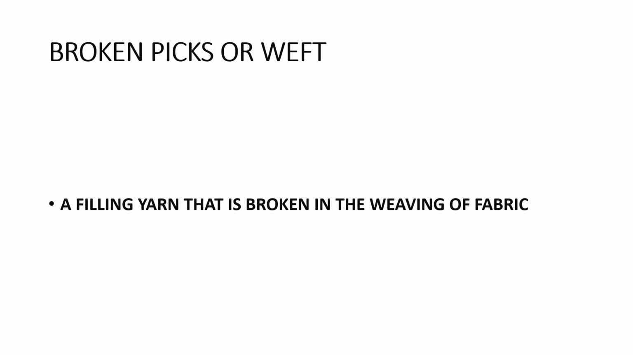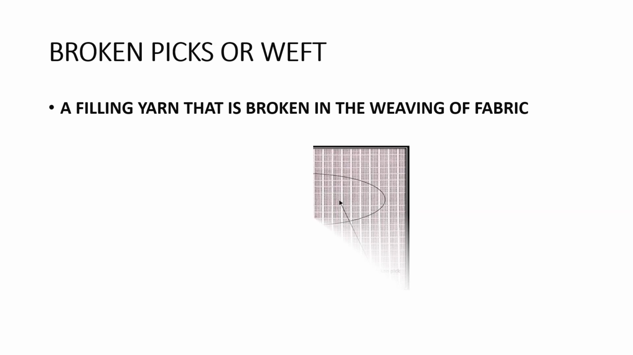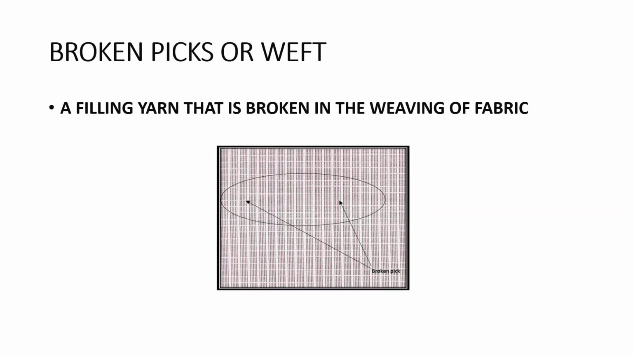Similarly, students, broken picks or weft can also happen, and this is due to the filling yarn or weft yarn being broken during weaving, and you can see the appearance of this. It looks like a little bit of white area in the weft, where it is interlaced, in the horizontal direction. You just see the two arrows that have been given. It looks like a white yarn, but there is a gap created because there is a broken filling yarn or weft yarn, generated again in the process of weaving.